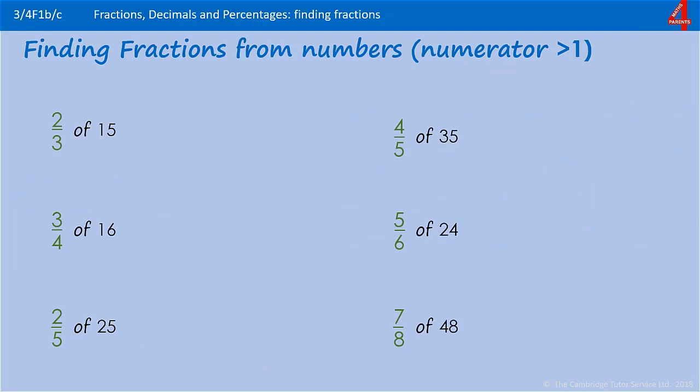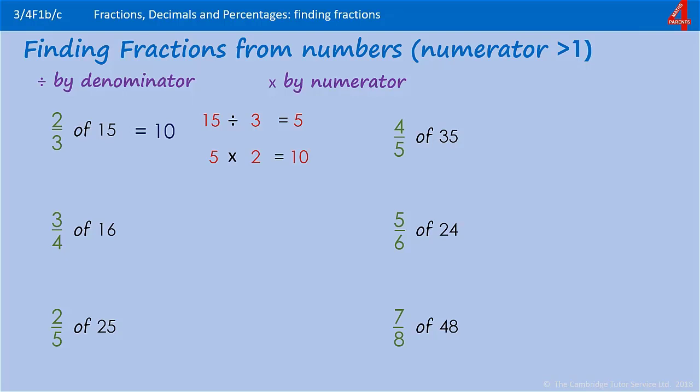Here are some for you to try using that method. Remember, divide your number by the denominator, then multiply by the numerator. Pause the video, have a go. 2/3 of 15. I'm going to divide 15 by the denominator. 15 divided by 3 is 5. Now I'm going to multiply by the numerator. 5 times 2 is 10. 2/3 of 15 is 10.